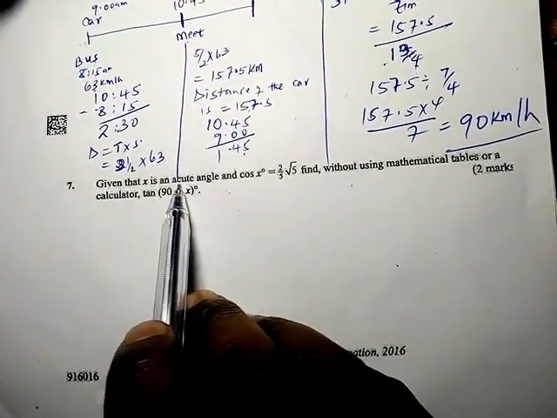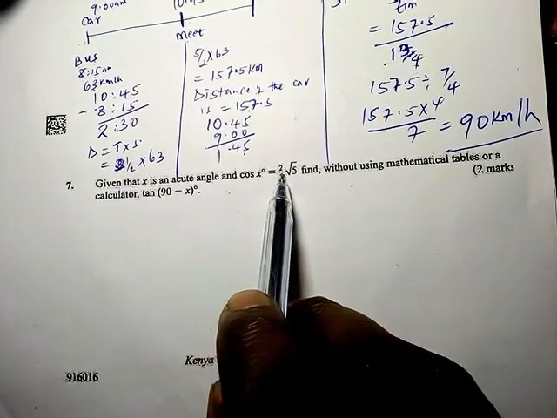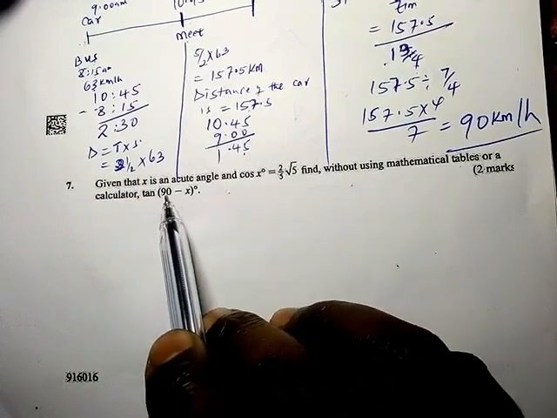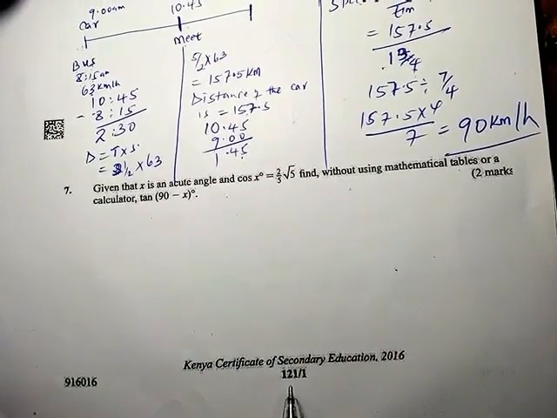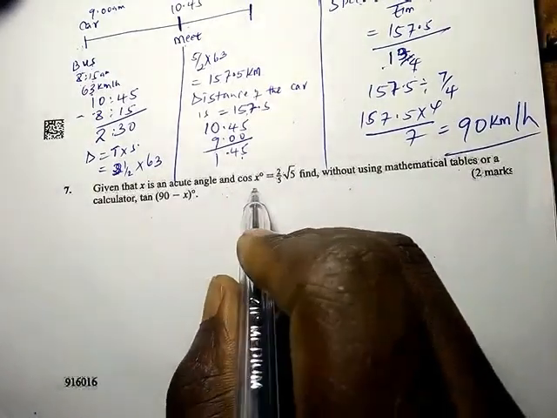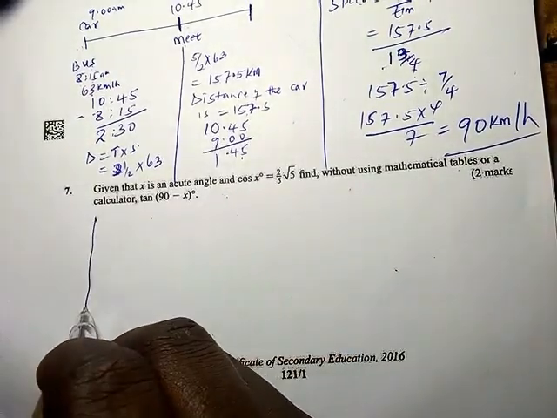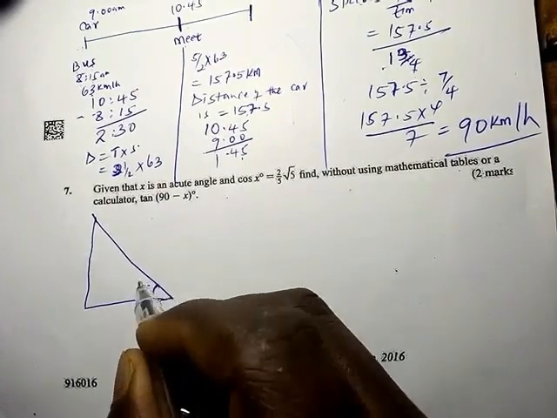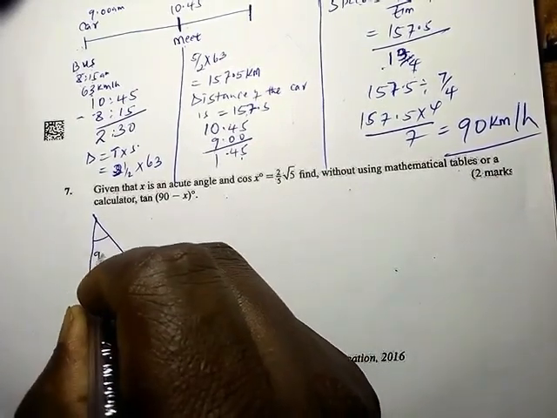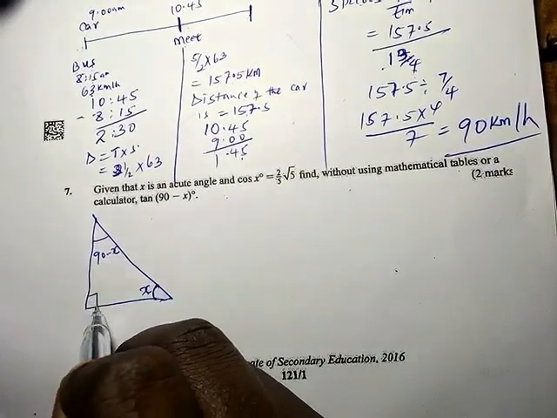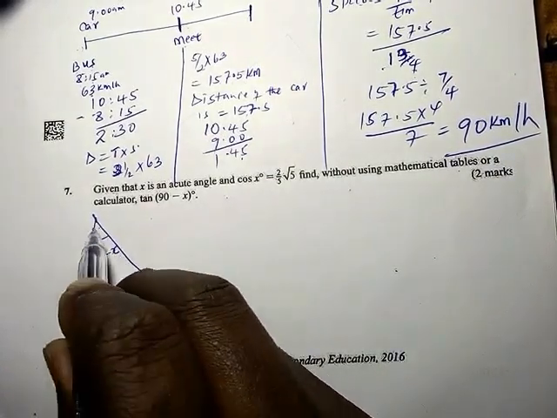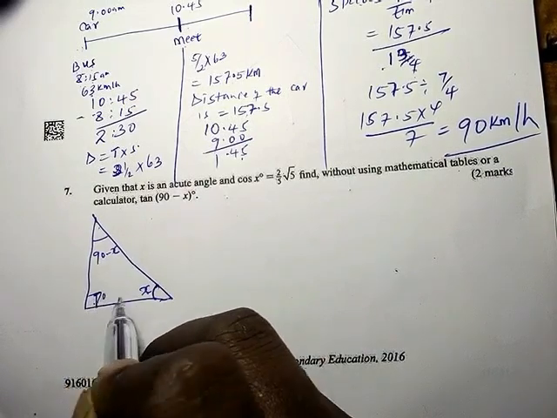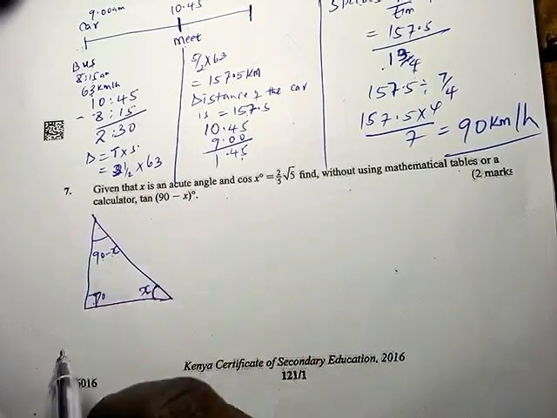Given that x is an acute angle and cos x is this, find without using mathematical tables or a calculator. So for you not to use a calculator, you must draw. So this is a right angle triangle. This is x. If this is x, this one is 90 minus x, because this is 90. This and this should add to 90, to make 180.